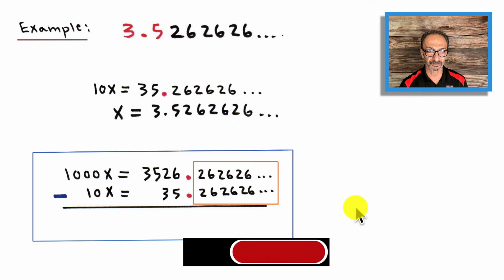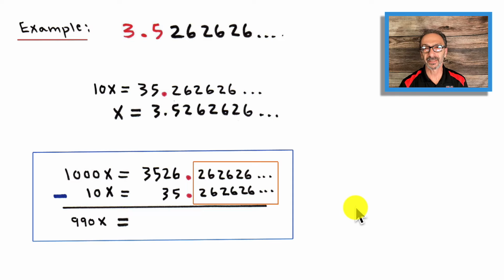Now let's subtract. 1,000x minus 10x is 990x. The right-hand side, 3,526 minus 35 is 3,491.